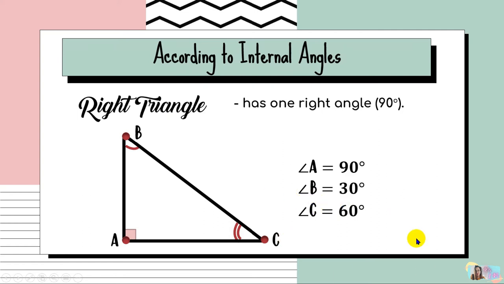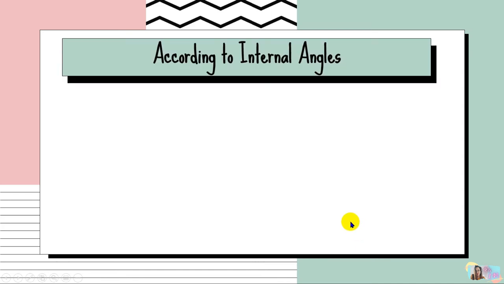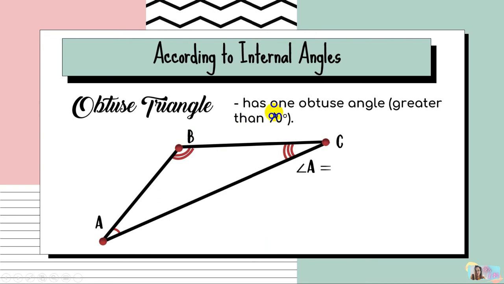So, syempre, ano nga po ulit yung ginagamit natin to measure an angle? That is the protractor. So, yun pa rin po yung mas magandang gamitin to find out the correct measurement of each angle. Okay? So, nagkataon lang po na ito yung nandito sa ating given. Then, another type of triangle according to internal angles is the obtuse triangle. Obtuse triangle has one obtuse angle.